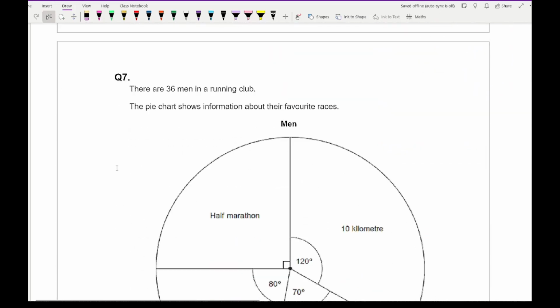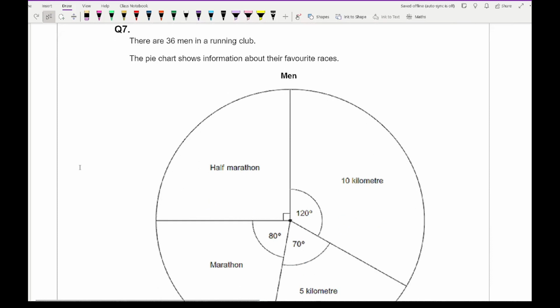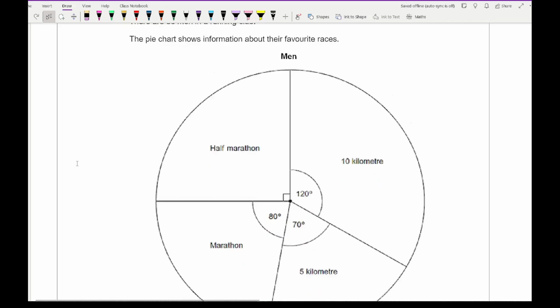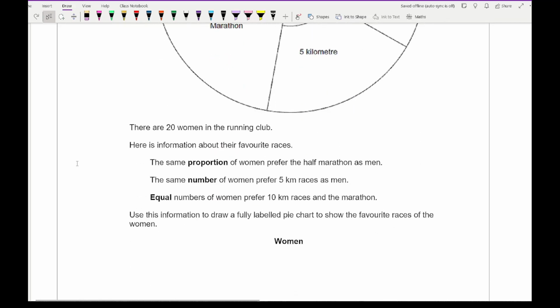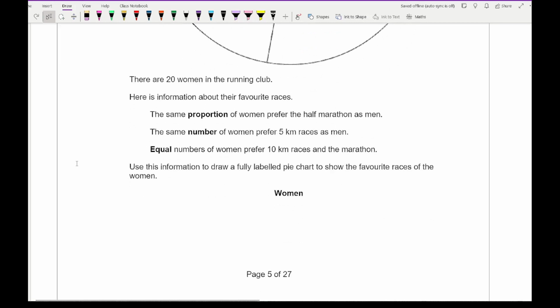So moving on to question 7, it says that there are 36 men in a running club. The pie chart shows information about their favourite races, and the question is saying there are 20 women in the running club. Here is some information about their favourite races. The same proportion of women prefer the half marathon as men. The same number of women prefer the 5k as men, and equal numbers of women prefer the 10k race and the marathon. It says use this information to fully label a pie chart and show the favourite races for women.